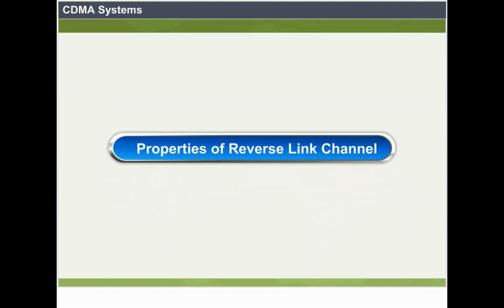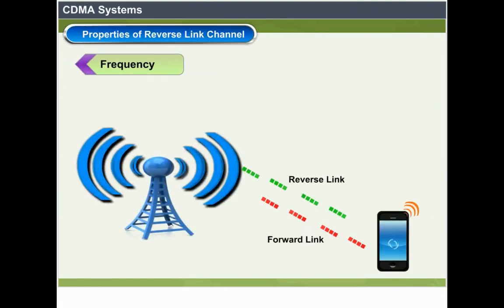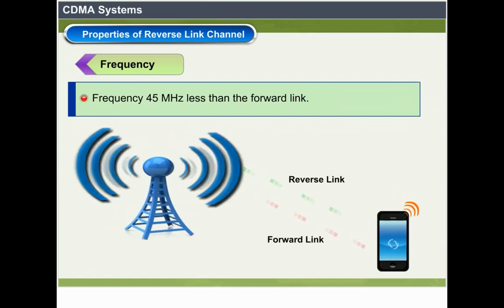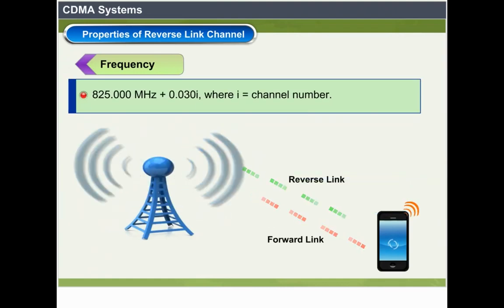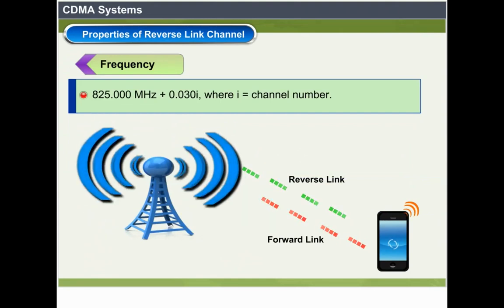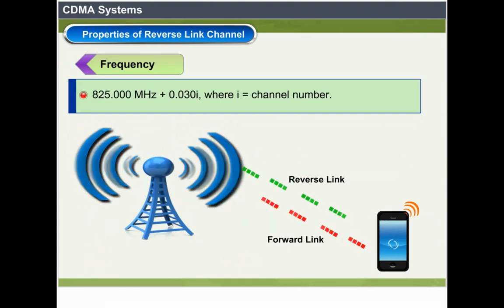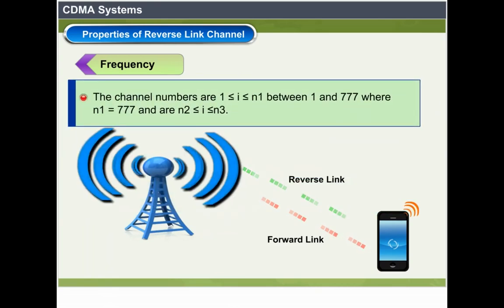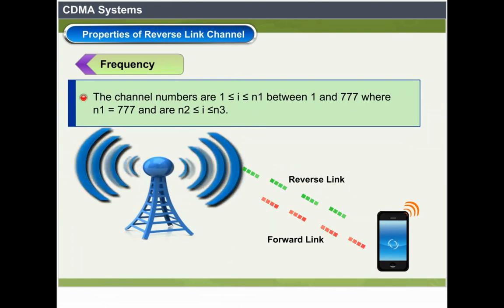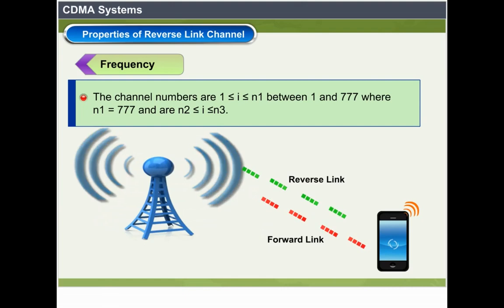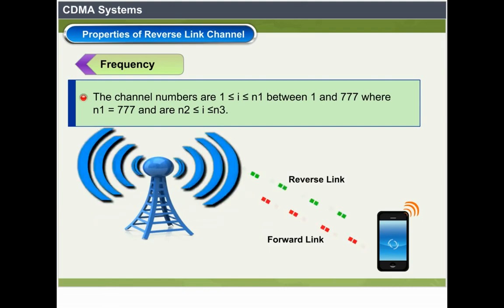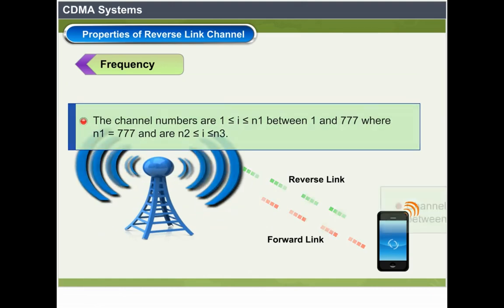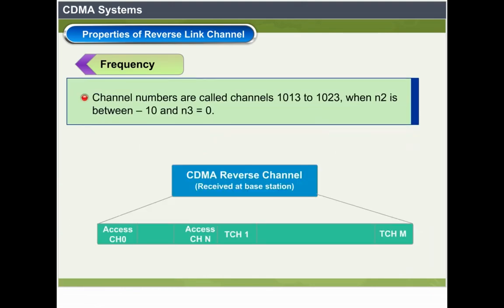Properties of the reverse link channel. Frequency: 45 MHz less than the forward link. 825.000 MHz plus 0.030 I, where I is equal to the channel number. The channel numbers are 1 ≤ I ≤ N1, between 1 and 777, where N1 is equal to 777, and N2 ≤ I ≤ N3. Channel numbers where N2 is -10 and N3 is equal to 0 are called channels 1013 to 1023.